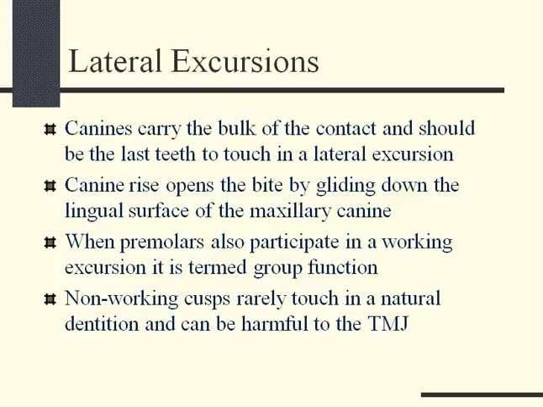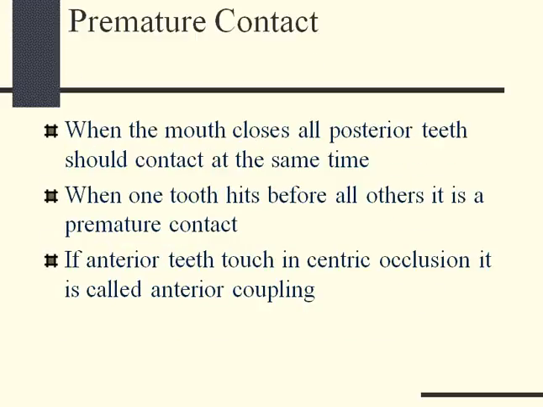Non-working cusps rarely touch in a natural dentition. If they did, it would be harmful to the TMJ. When the mouth closes, all posterior teeth should contact at the same time. When one tooth hits before the others, it is called a premature contact. If the anterior teeth touch in centric occlusion, it is called anterior coupling.